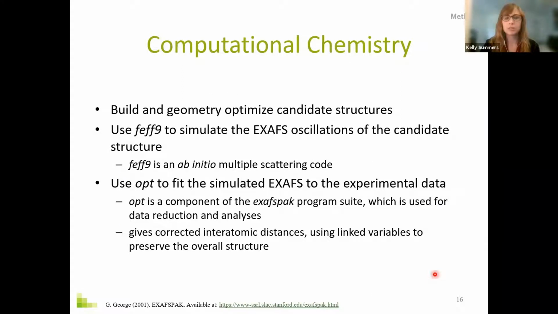We typically do this using a program called FEFF9. It's an ab initio multiple scattering code that I believe is publicly available online. We also use a program called OPT to fit our simulated XAFS to our experimental data. OPT is a component of the XAFS Pack suite of programs, which is written by my PhD supervisors and also available online at this link down here. We use OPT for our data reduction and analyses. The fitting gives us corrected interatomic distances, and we can actually link the variables so that we preserve our overall calculated structure.